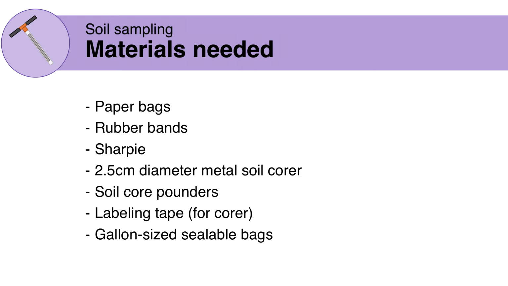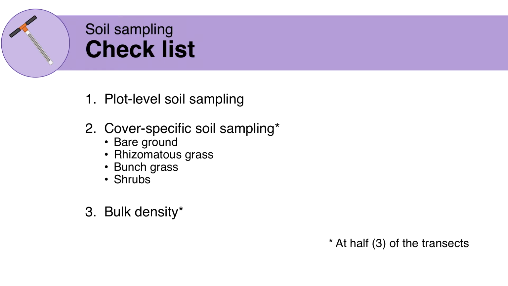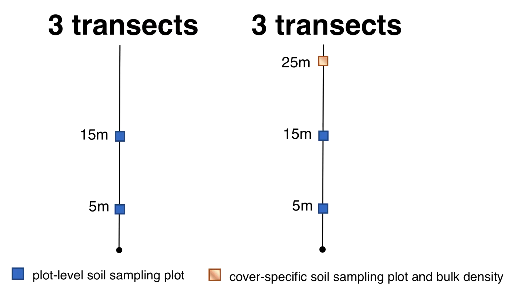What we'll be doing with our soil sampling includes plot-level soil sampling, and cover-specific soil sampling for 4 different cover types, which will occur in 3 out of the 6 transects, and then we'll be looking at bulk density in those same 3 out of the 6 transects. So of our 6 total transects, to recap, there will be 3 transects where there are 2 soil sampling plots where we just do plot level soil sampling. In the other 3 transects, there will be those 2 plot level soil sampling plots, and in addition, there will be a cover-specific soil sampling plot where we also sample for bulk density.